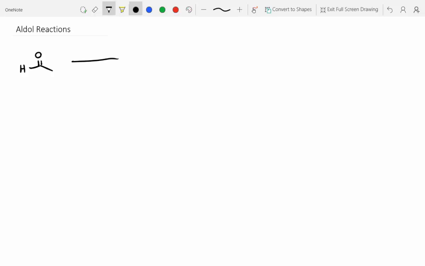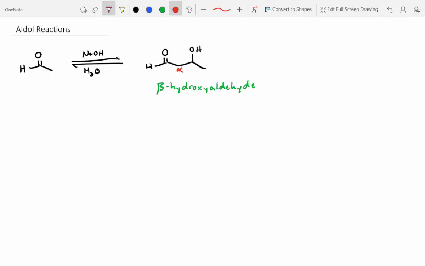And if you treat this with sodium hydroxide and water, so just basic solution, what you'll observe is a good portion of your product will get converted into this new species. And this is referred to as a beta hydroxy aldehyde. So if you remember yesterday, we said alpha is 1 carbon away, beta is 2 carbons away. The aldehyde is a higher priority, so we treat the OH group as a substituent. So it's beta hydroxy aldehyde.